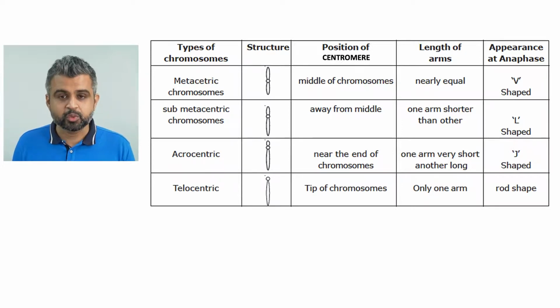You will notice that the first one has the centromere, or the primary constriction, right in the center. In the second one, it is slightly away from the center. In the third one, it is very close to the tip. And in the fourth one, it is actually at the tip. So those were the positions. The lengths of the arms are nearly equal in metacentric, one arm shorter than the other in submetacentric, one arm very short and the other quite long in acrocentric, and telocentric of course has only one arm. So V-shaped in metacentric, L-shaped in submetacentric, J-shaped in acrocentric, and rod-shaped in telocentric. I hope that this chart is now absolutely crystal clear to all of you.